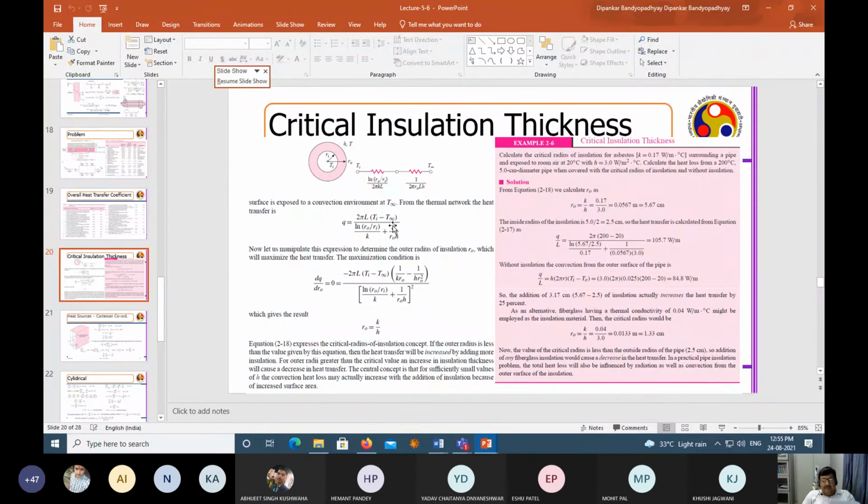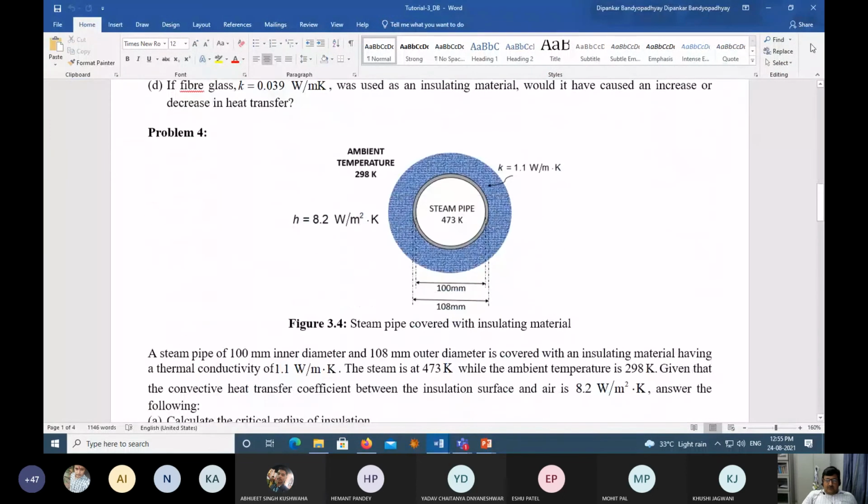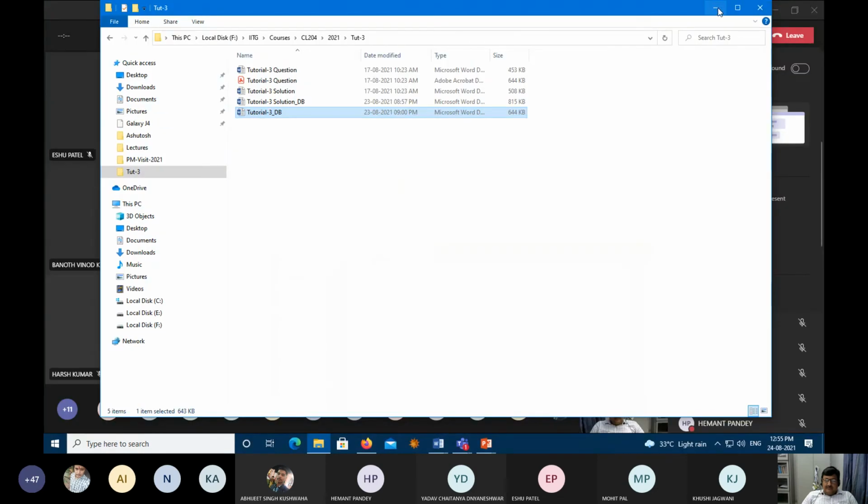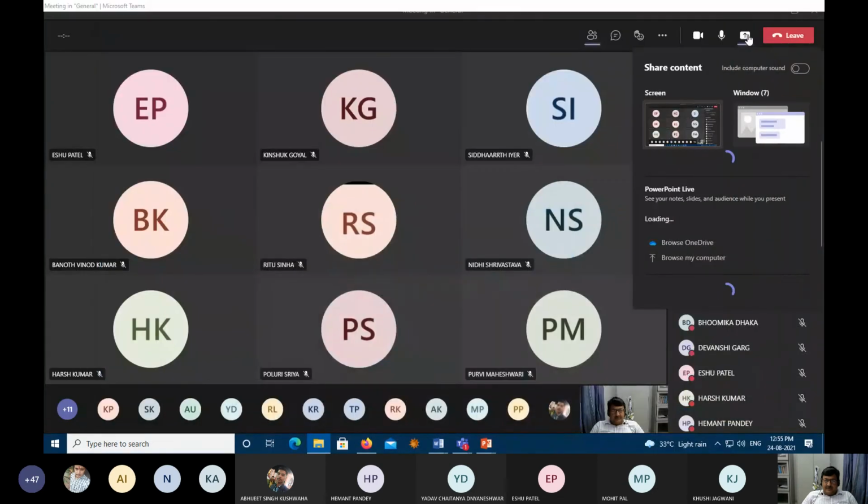You just calculate. Okay. So you will see that other problems are also in the same line. So I have given the problems in such a manner so that, let me just go back to the slide and stop sharing.